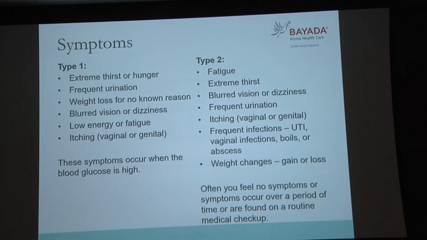So type 2 diabetes has similar symptoms. They have extreme thirst, which is similar to type 1, fatigue, again the frequent urination and the itching. Frequent infections are common, so UTI, vaginal infection, boils, or abscess. And then the weight changes with type 2 can be gain or loss. So if you gain a bunch of weight for unexplained reasons, or if you lose a bunch of weight when you're not trying, these can all be signs of type 2 diabetes.